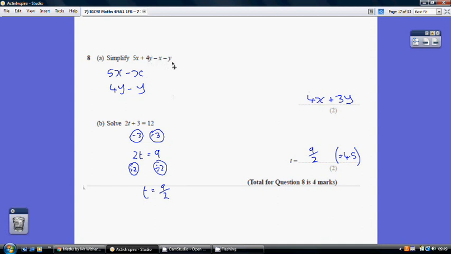So 4x plus 3y. Now to solve part B, we start off by subtracting 3 from both sides. So 2t equals 9. Then we divide both sides by 2. So t equals 9 over 2. Now that's fine as a final answer, but you could have given 4.5 instead if you wished.